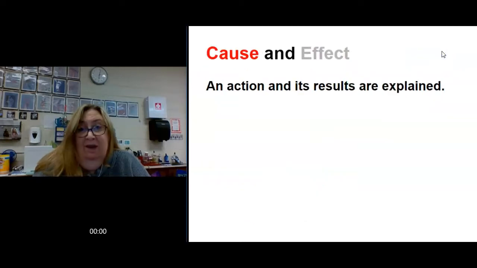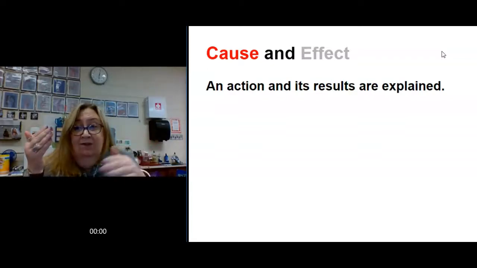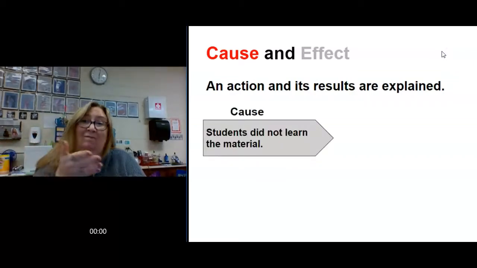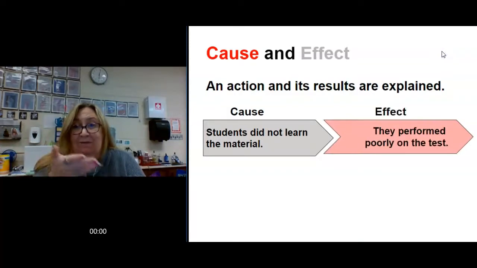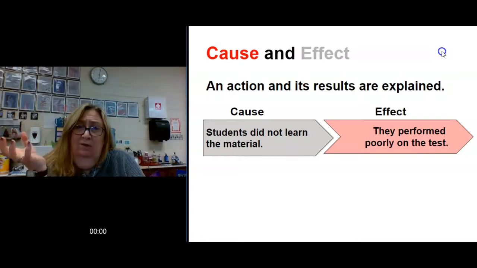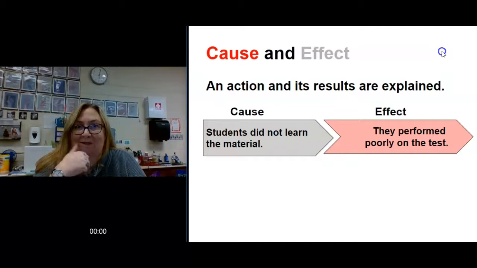So first I want to talk about cause and effect. Cause and effect is when you have one action that causes another action, or one action that causes another result. If you didn't learn this material, you're not going to do well. The cause is you didn't learn it. The effect is you got a bad grade. That's not going to happen here. So our cause will be you really studied and you understood what cause and effect was, and our effect will be you're going to make an A on the test.